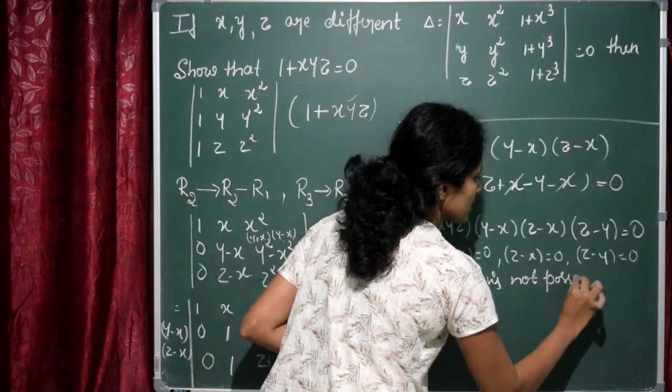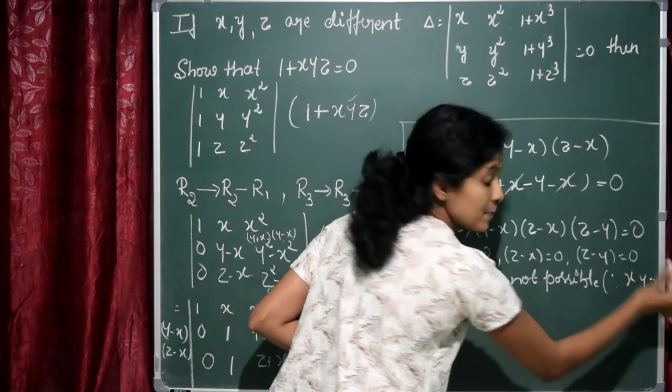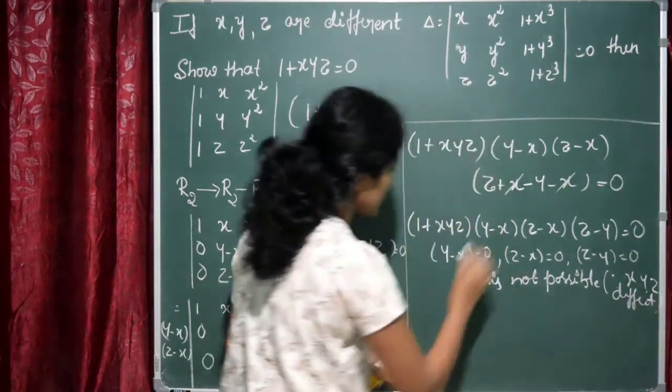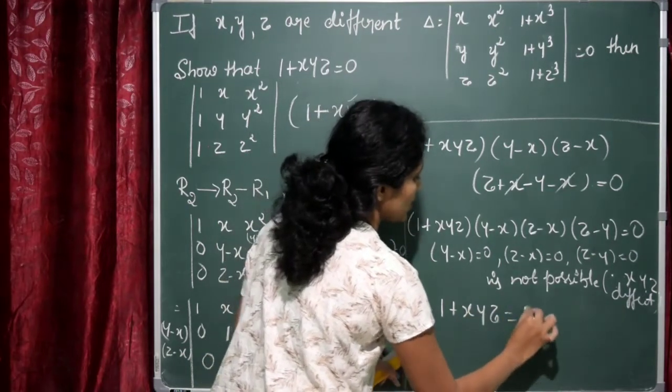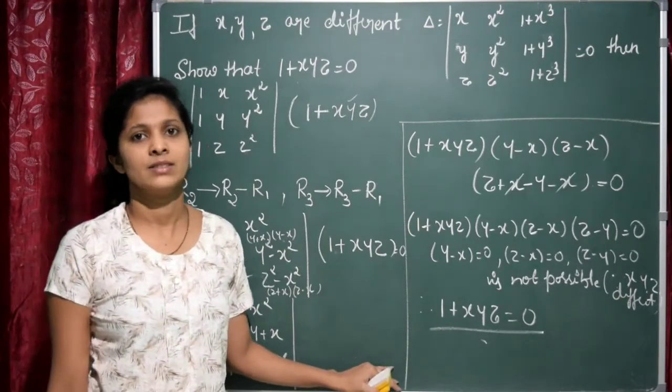So y minus x equal to 0, z minus x equal to 0 and z minus y equal to 0 is not possible, right? Why is it not possible? Since x, y, z are different. So by this we can say that 1 plus xyz is equal to 0. Proved. I hope you understood this one.